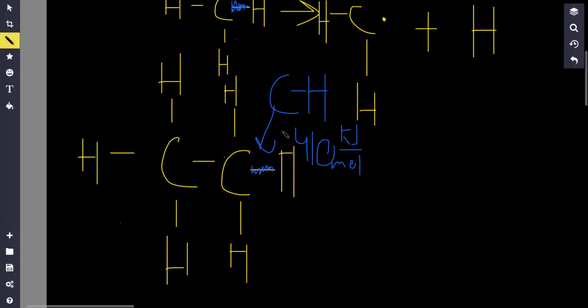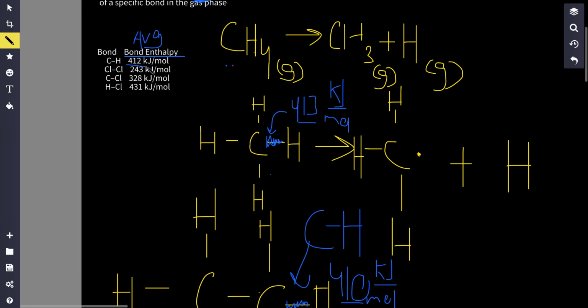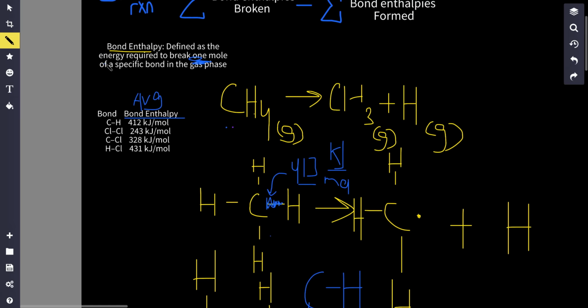But what we essentially do is we take the values for breaking the CH bond, we take all of these energy values and we basically take the average of them. So we get 412 kilojoules per mole. And this gives us a really good estimate of the delta H in the reaction.